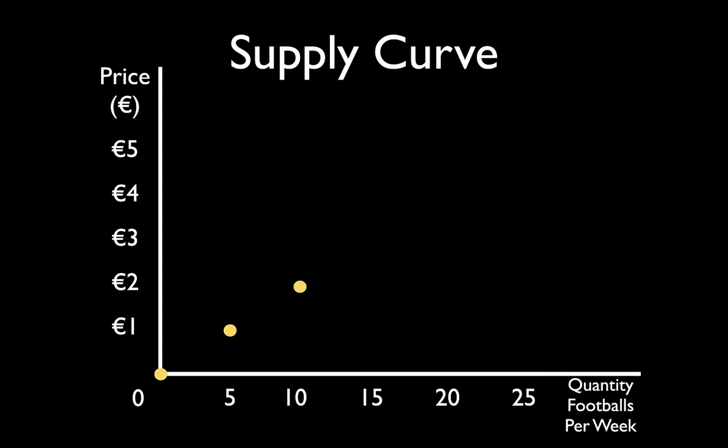At a price of €2 per good sold, price is the unit price, 10 units were supplied. At €3, 15 units. At €4, 20, and at €5, 25 units. Now, if I join those dots, we get a supply curve which is upward sloping from left to right.